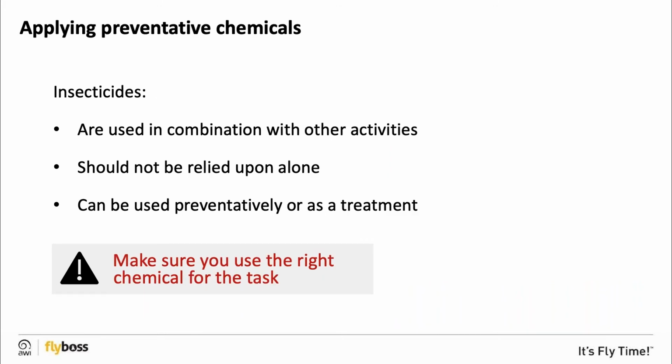Applying preventative chemicals. Insecticides can be used in combination with other preventative activities to deter flies, but they shouldn't be relied on alone. These chemicals are registered to be used either as a preventative or to treat struck sheep, which is called dressings. Some chemicals only provide protection and won't kill maggots. That's really important. We'll cover treating fly strike further in this session. So it's vital you get the right chemical for the task and follow the label instructions.